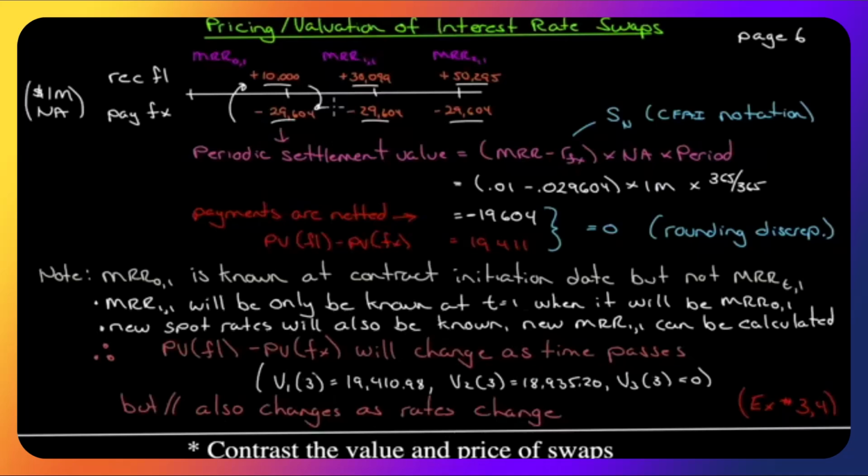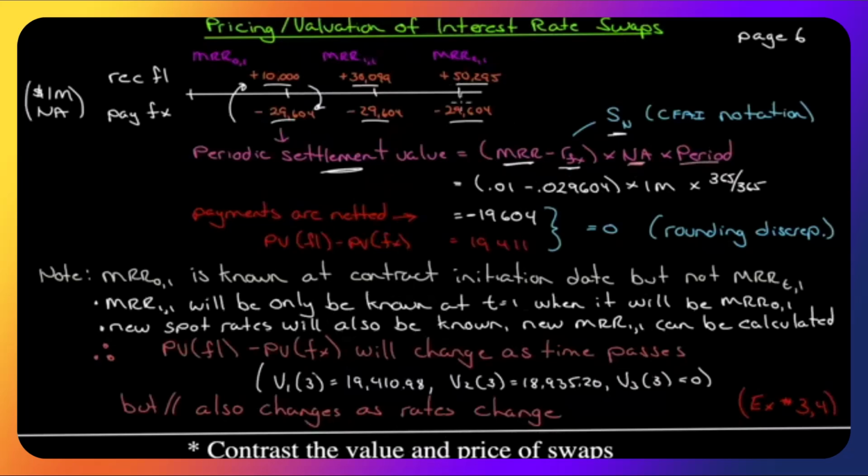Well, that seems like a waste of time. Why send me 10 if I'm going to send you 29? You keep the 10, and I'll just subtract it from the 29. So periodic settlement, we have three periodic settlements, is just MRR minus the fixed rate. And I make the note here that CFAI likes to use S sub n. So it's whatever the floating rate is minus the fixed rate times the notional amount times the period.